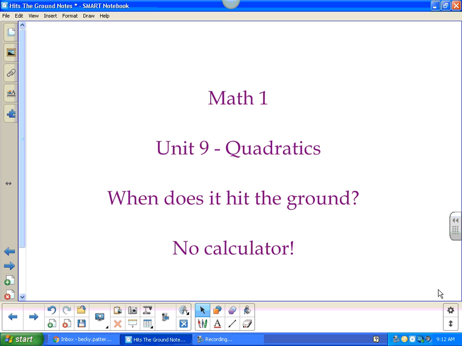Yesterday in the calculator, we just used our table to find when the height was 0, and we could find when it hit the ground. But today we're going to do the exact same thing. We're just going to do it without a calculator.